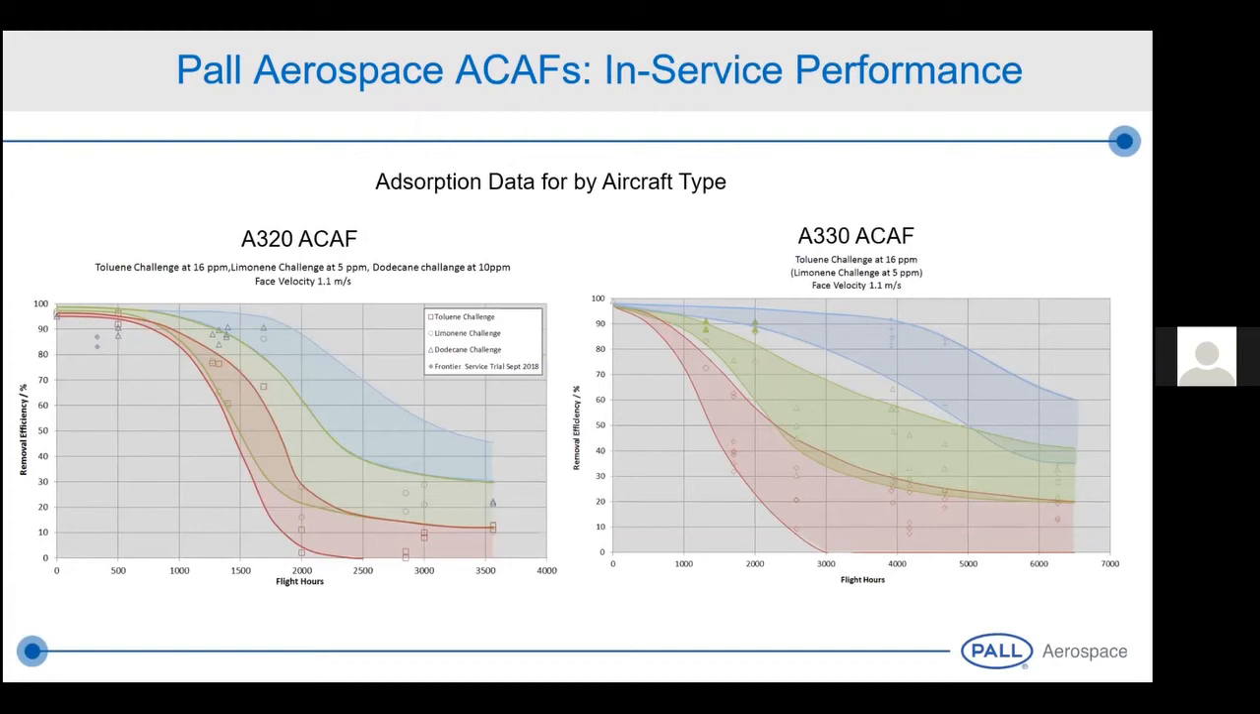So what this tells us is that for different types of contaminants, we get a different type of life. We get questions from customers like how efficient is my filter after 2,000 hours, for example, and it's not as straightforward to answer that question, because we need to ask ourselves with what contaminant. If you look at toluene, you're probably at the end of your life, because the boiling point is so much lower than limonene and subsequently dodecane. If your challenge is limonene, then you have a very good chance of being 50% efficient. If you're looking at dodecane, then actually your filter is performing quite well.